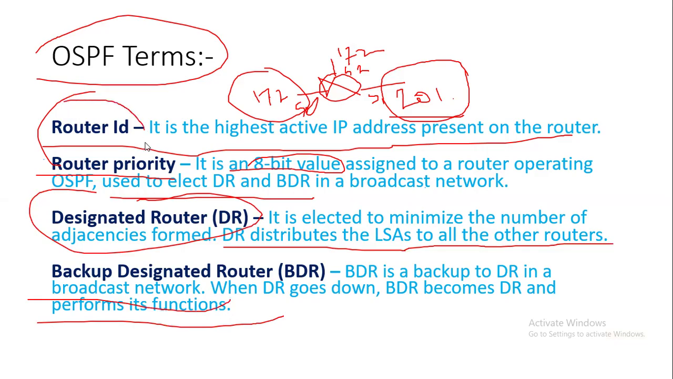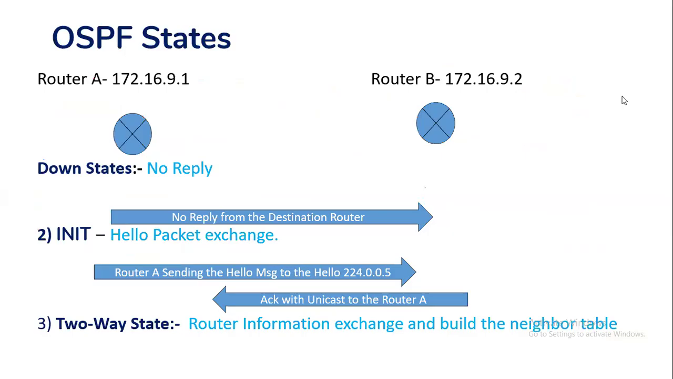So here we mainly need to focus on the router ID. You can configure the router ID manually as well. If you have not configured it manually, it by default takes the highest interface IP, that means 201 here. But if you want, you can configure it manually: under interface OSPF 1, router ID, and you can define the interface as well.